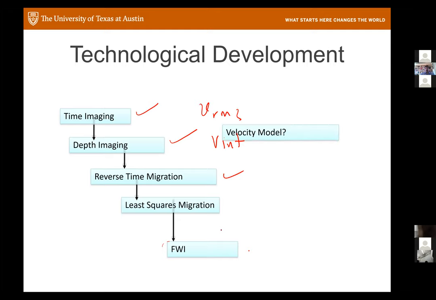Now, all of these require a velocity model of some kind. And if you go from top to bottom, you're putting in complexities in the velocity model. And how do we actually do that? For that, you have to understand two basic things. One is the wave equation, another is seismic wave simulation. Again, seismology 101.